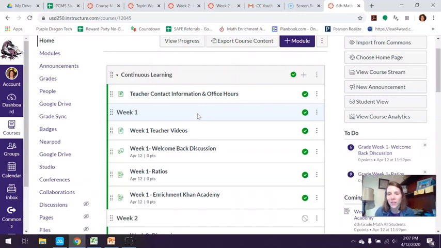I know it's different. I completely understand. Everything's different in my life right now, but we are really trying to make it so that it's manageable and that you guys can get the work done that you need to get done. So make sure you've completed everything from week 1. Lots of us have forgotten to do the discussion board. A few of us are missing the ratio work.